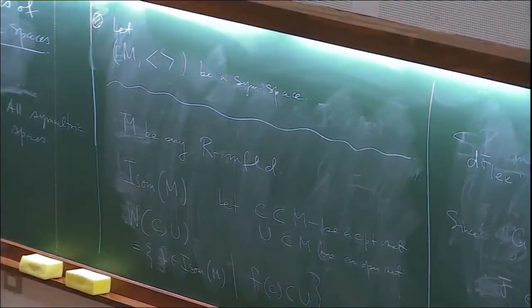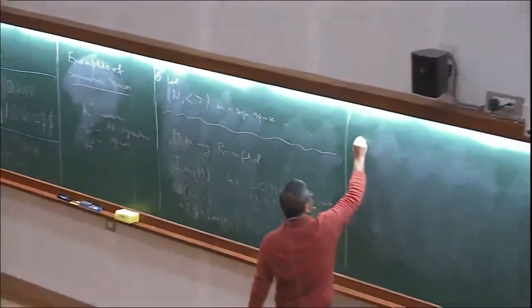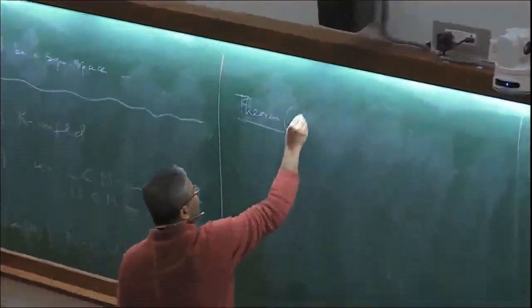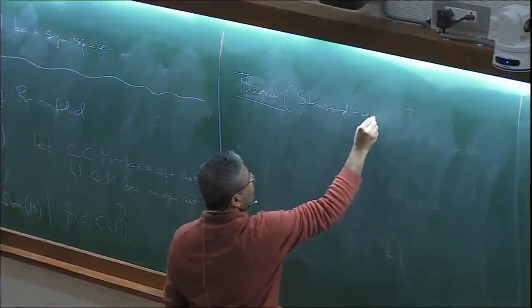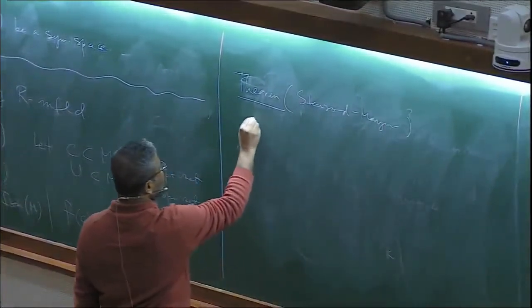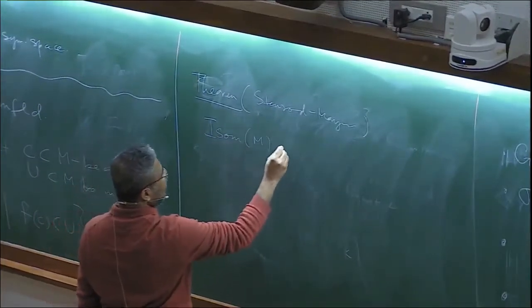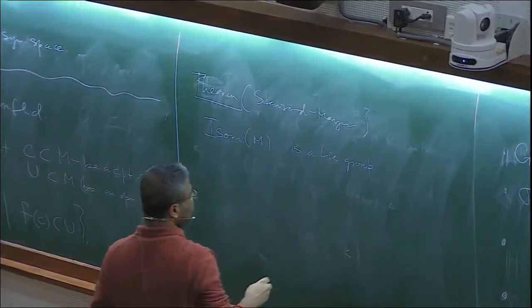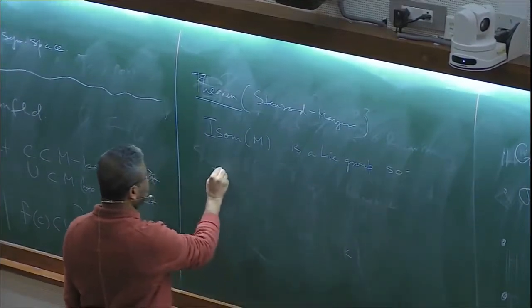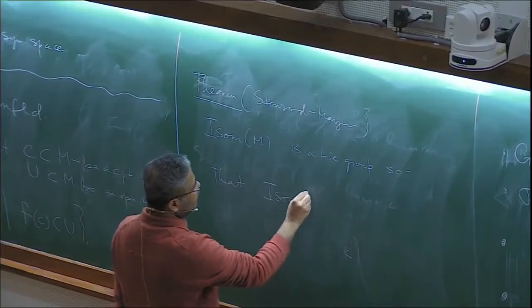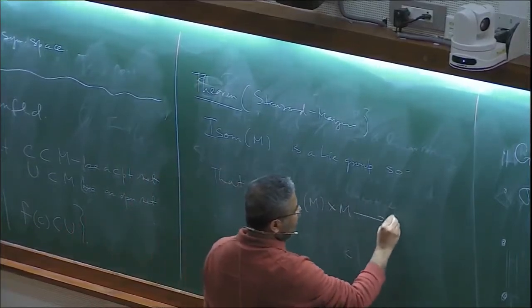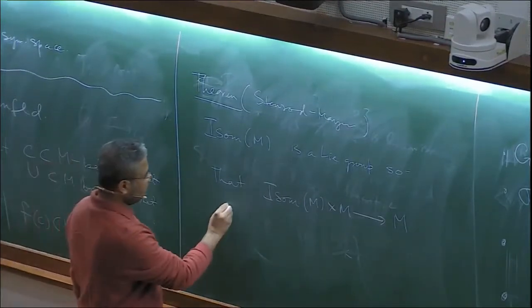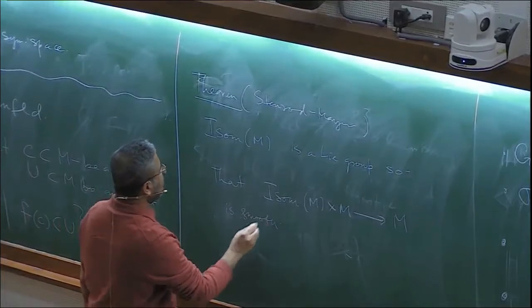And with respect to this topology, the major result in geometry proven by Steenrod and Myers says the following: the isometry group of M is a Lie group with respect to this topology, so that the natural action map is smooth. Okay, this is number one.